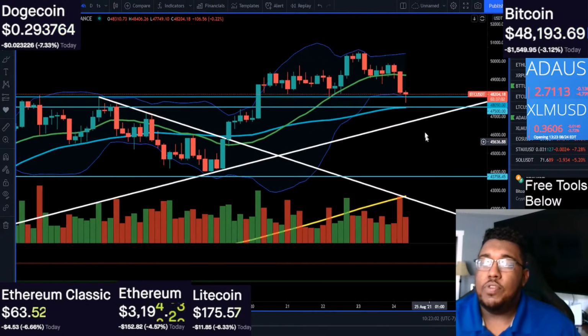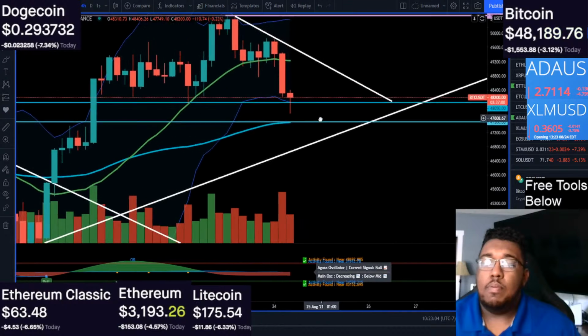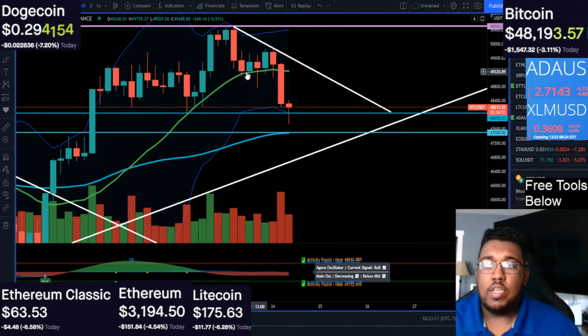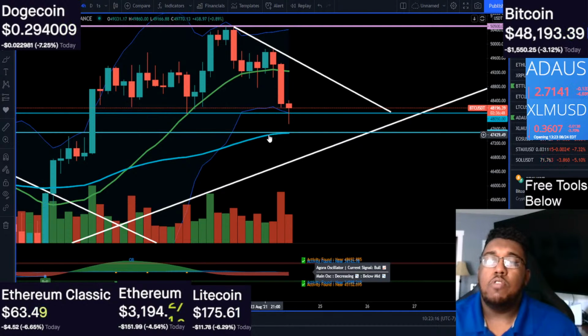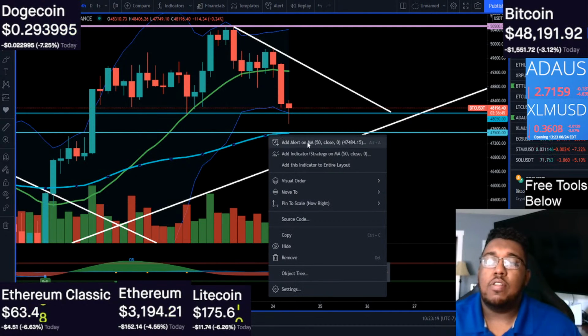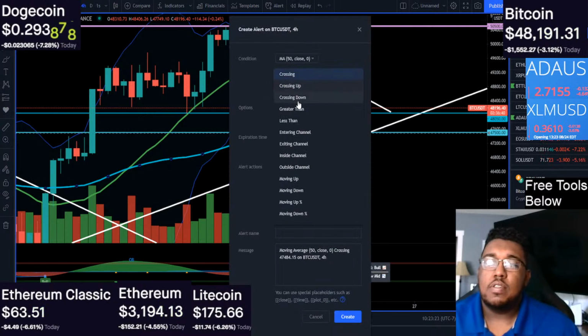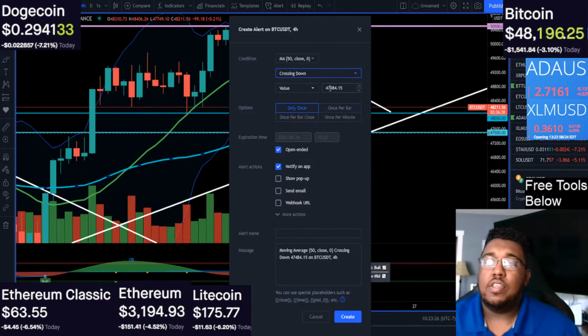Well, there's a few things happening right now. Bitcoin could fall down below the 50 moving average on the 4-hour chart, which would be a huge drop for a lot of altcoins. What you guys could have done is had this alert right here. Let me just show you. You right click on this and you say add alert on MA50 close. You say when it's crossing down, value, whatever the value is, at that specific time. And you do once per bar close, once per bar, once per minute. So I would do once per bar close.